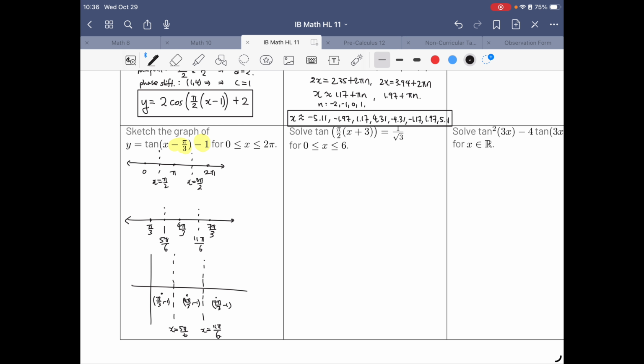I guess I didn't really need to draw the 7 pi over 3, but that's okay. And my graph doesn't do anything weird, so if I also include my graph like this, my graph is going to look like that.